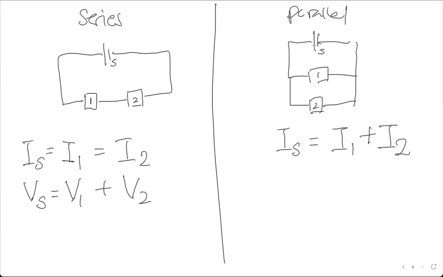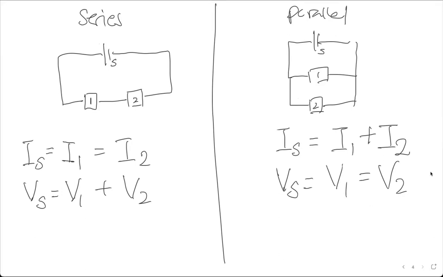Then in parallel, the V of S is the same as V1 and the same as V2. Because on the left side, they are all the same. On the right side, they are all the same. So the difference between the left and right for all three are the same. So therefore, the difference is the same. Clear?